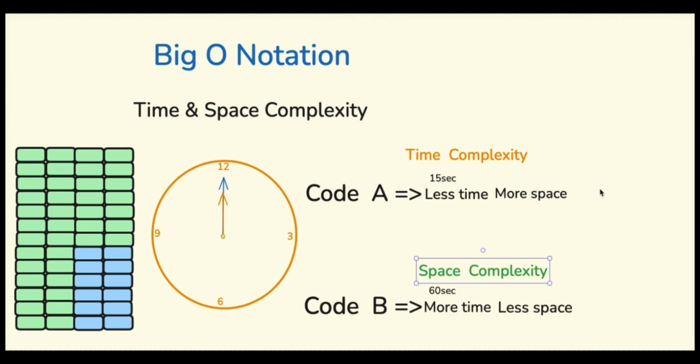So the choice is yours, which you want to say is better. It depends on what you want. If you want code that runs faster without giving more emphasis to the space, then we could say code A is better. But if you are not laying emphasis on the time, but on the space, right? Then we could say that code B is better.